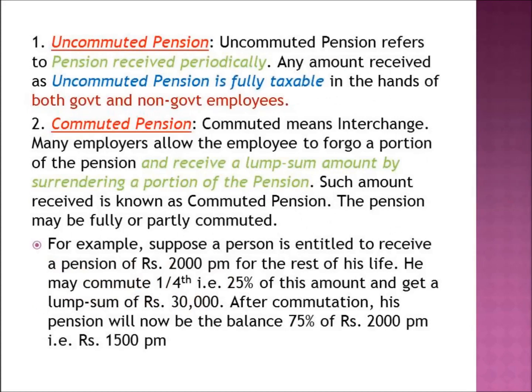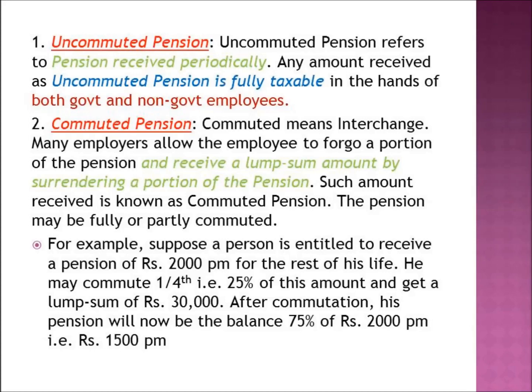Uncommuted pension. So what do we mean by uncommuted pension? Uncommuted pension refers to pension received periodically. This is the normal definition of pension as we have learned in the previous slide. That is, pension is the periodic payment made by the employer to his employee at the time of his retirement for the services rendered by the employee. So uncommuted pension has a similar meaning. Normal pension means uncommuted pension.